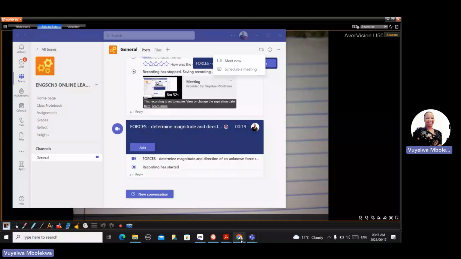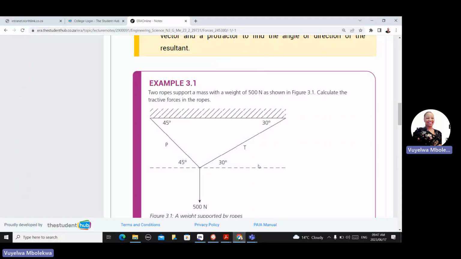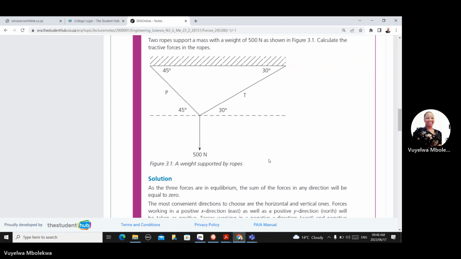Okay, good morning once again. So now I want us to look at what you do when the magnitudes are unknown as well as the directions. In the previous one, the directions were known. Now in this one, both the magnitude as well as the direction are unknown.